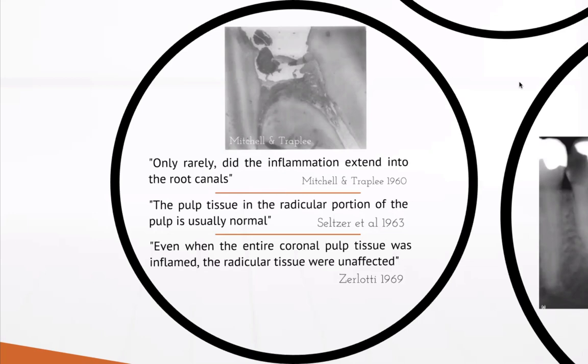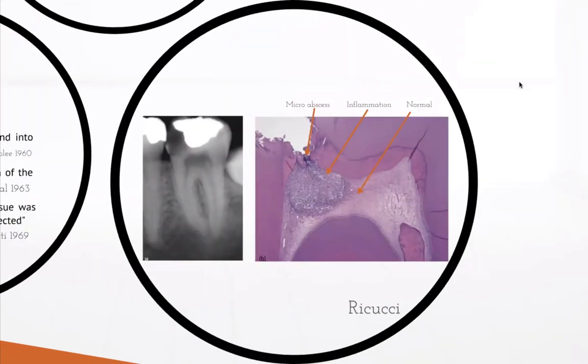And let me share with you a slide by Ricucci. You can see that there is a microabscess and then inflammatory cells, and then the rest of the pulp is normal. There are no inflammatory cells. So I want you to think about this case. If you do a full pulpotomy, do you think it's going to work if you work in an aseptic environment? We'll talk about that later then.